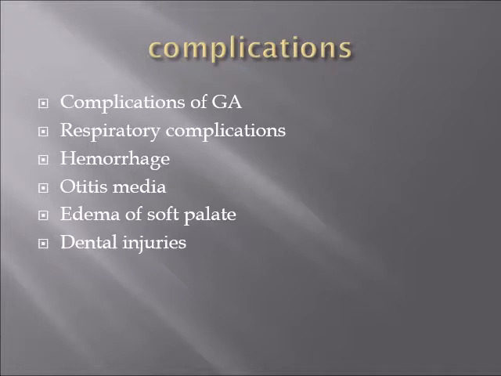For complications of tonsillectomy, there might be complications of the general anesthesia, and respiratory complications, which represent the most serious complication. They might include the falling back of the tongue or vomitus aspiration. Then hemorrhage, which may be one of the following types: primary hemorrhage encountered during surgery, reactionary hemorrhage that might take place within 24 hours of the surgery, and secondary hemorrhage, which is mainly caused by infection. Otitis media, edema of the soft palate, and dental injuries are also complications that might take place following tonsillectomy.